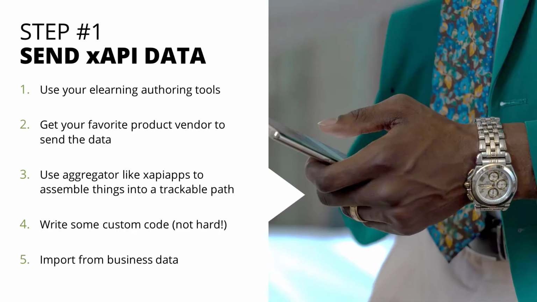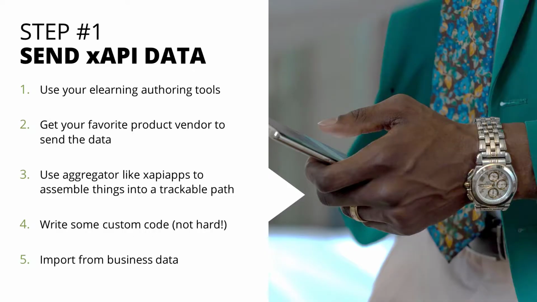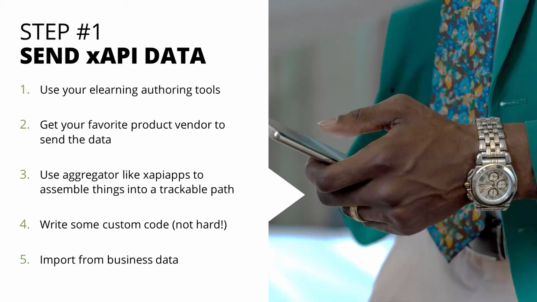You can ask your product vendor to send the data. You can use an aggregator like xAPI apps to assemble a bunch of things that aren't xAPI into a learning pathway that is. It's like magic. You can write some custom code. The software itself isn't hard. Software developers are like, yeah, whatever. That's how you want the data? Okay. So it's not complicated technology. Or you can import it in batch or via API from your business data. So there's lots of ways to get data.